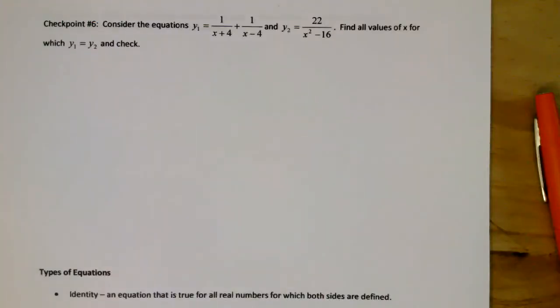Okay. Now let's say you came across a problem like this one. Consider the equations y1 is equal to 1 over x plus 4 plus 1 over x minus 4, and y2 is equal to 22 divided by x squared minus 16. Find all the values of x for which y1 equals y2, and check.